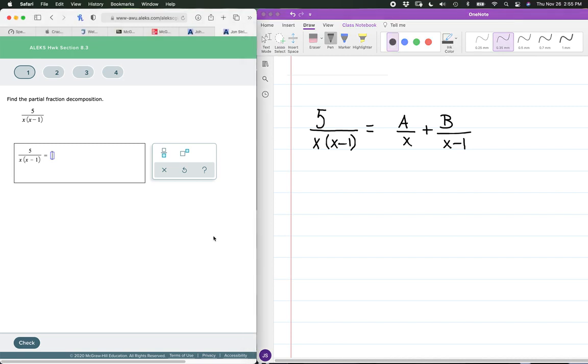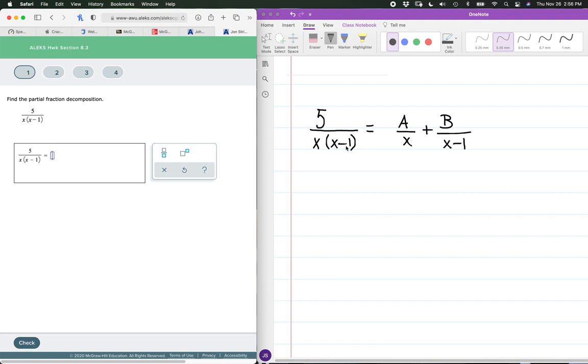Okay, for the first problem in finding the partial fraction decomposition, we have the ratio 5 all over x times the quantity x minus 1. For partial fraction decomposition, we're looking at breaking up 5 over x times the quantity x minus 1 into separate fractions where the denominator factors are separated.